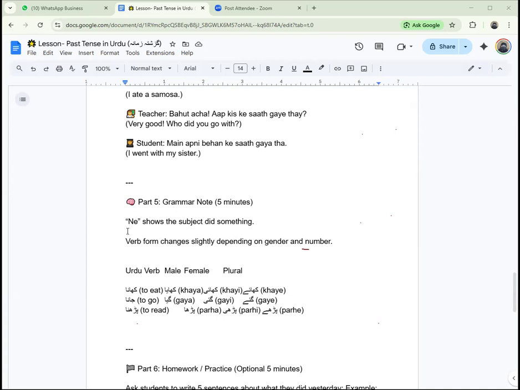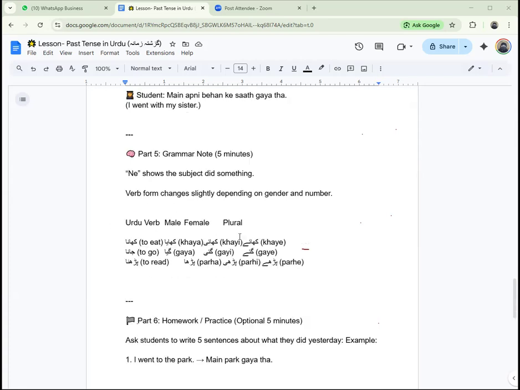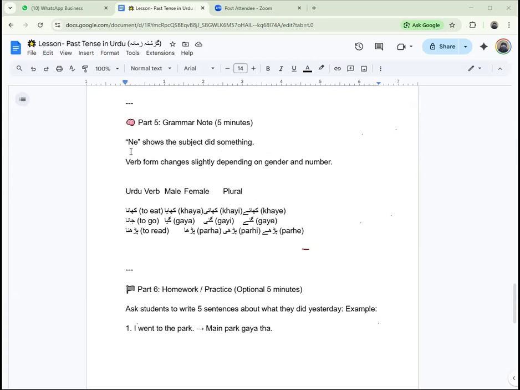Again, explanation here. Ne shows the subject did something. It's used for emphasis on subject. That's it. The word form changes slightly depending on gender and number.